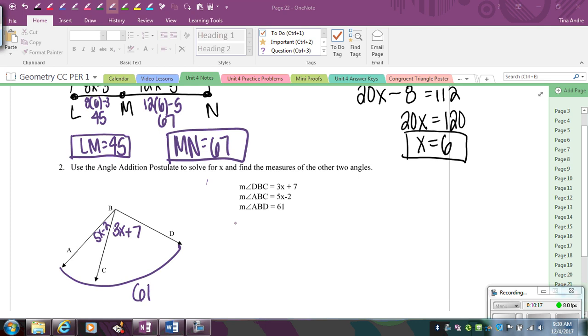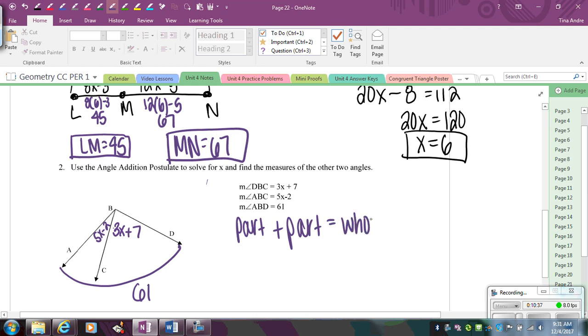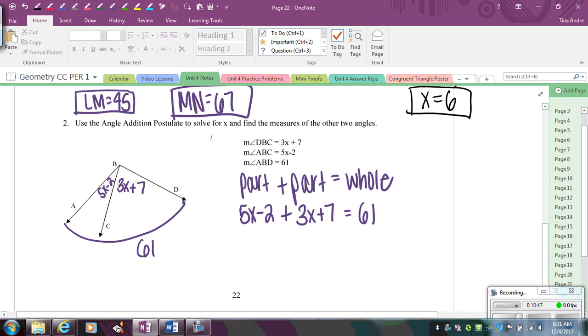So let's start by looking at what's in the picture. I have two parts. I don't know that these are equal to each other. They don't look equal, but I don't know if they are. So what I have to do is say this part plus this part is going to add up and equal the whole thing. So the two given parts added together equals the whole thing. So it's going to be 5x minus 2 plus 3x plus 7 equals 61. And then we can combine like terms. So we have 8x plus 5 equals 61.